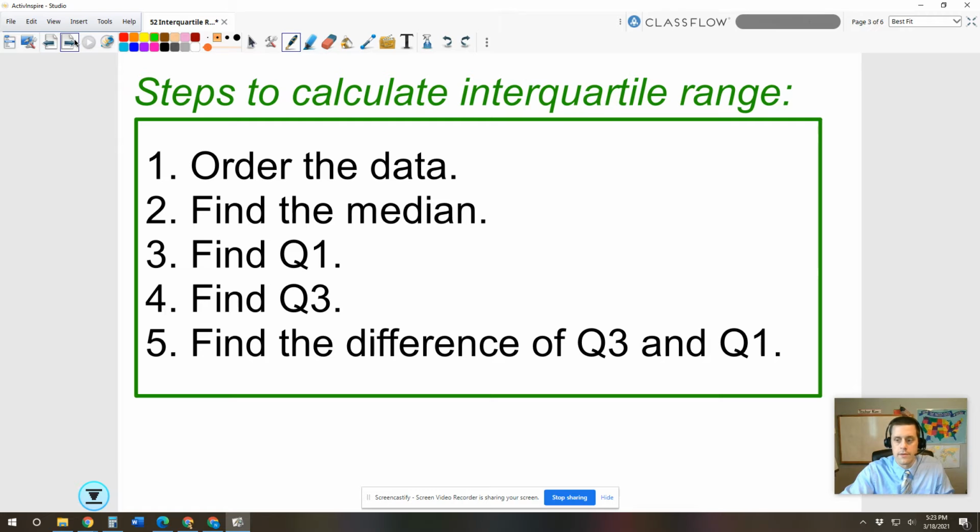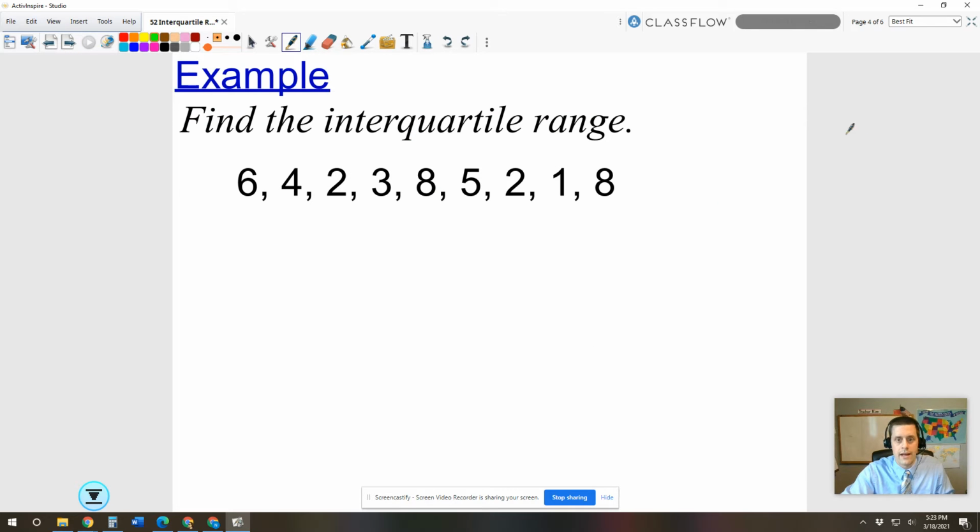Let's work through an example together. So I have a data set. We've been asked to find the interquartile range. Step 1, we need to order the data. So grab a sheet of paper and order this with me. The least value in this set is a 1, so I'm going to start with a 1, followed by 2. We have another 2, and then a 3.